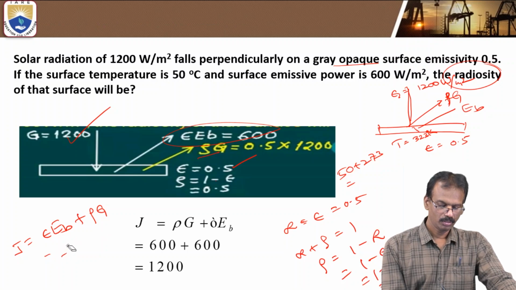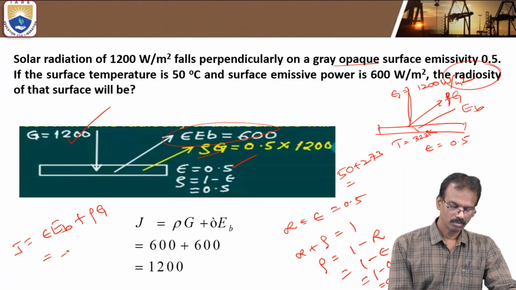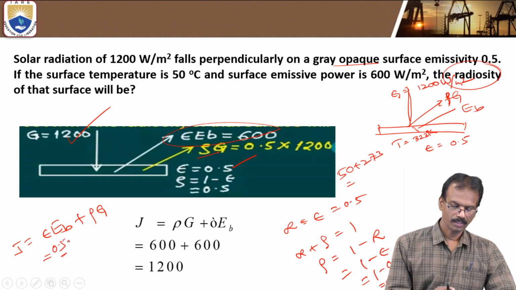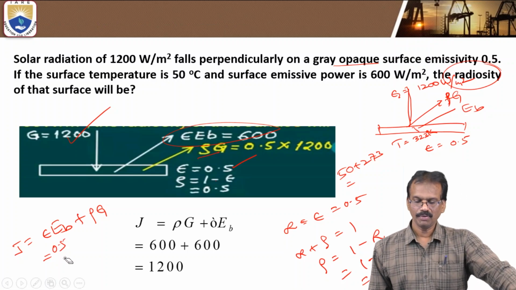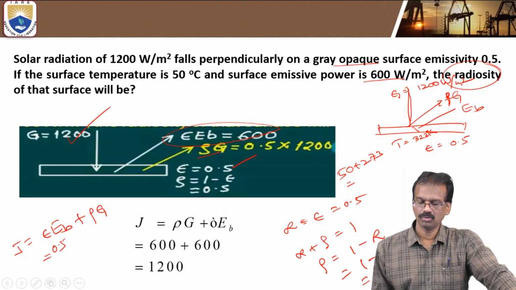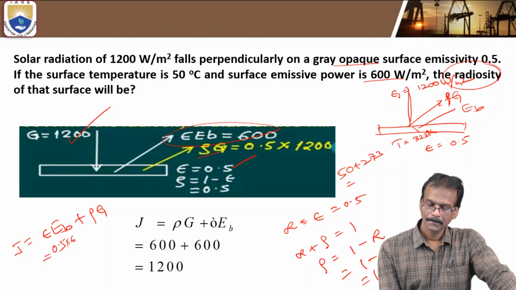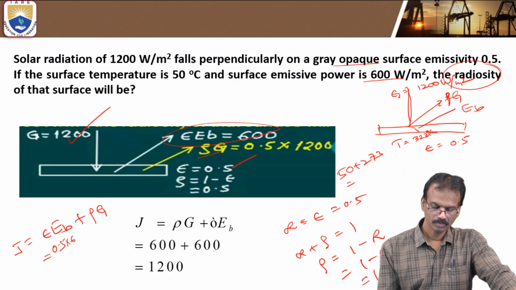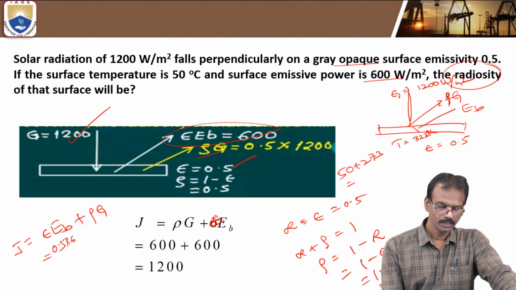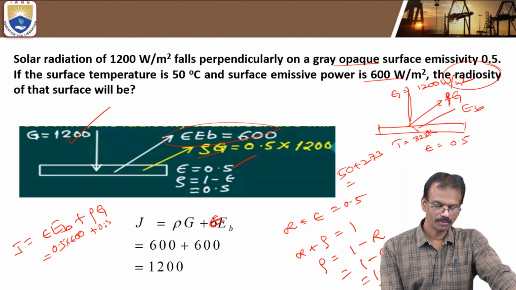It means epsilon is equal to 0.5. So EB value is also given, directly given here. So 0.5 into the surface emissive power, that is 600, plus rho G. G is equal to 0.5 into 1200. So this is the 1200.